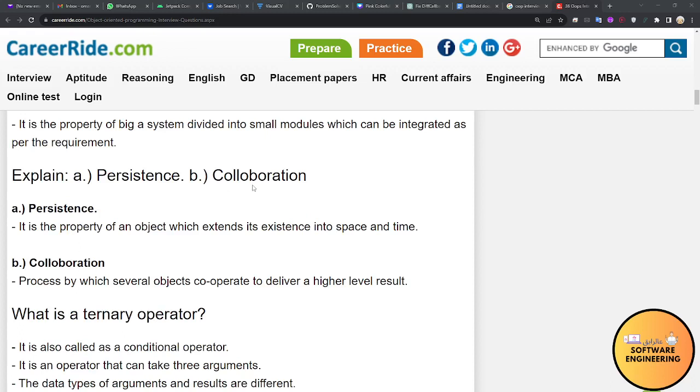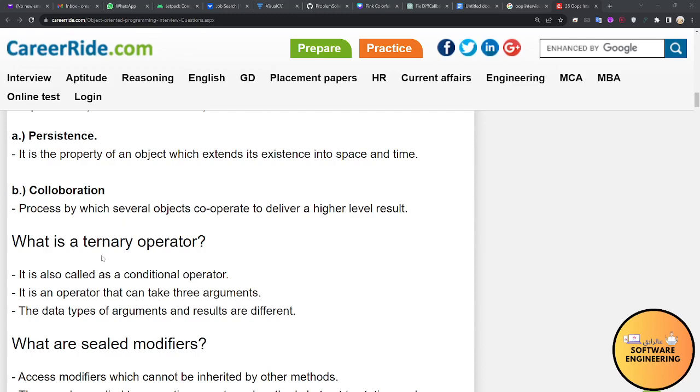Explain the persistence with the collaboration. Persistence, it is the property of an object which extends its existence into space and time. Collaboration is a process by which several objects cooperate to deliver a higher level result. يبقى هي العملية بتتعاون مجموعة من الأوبجكتس عشان توصل higher level result، نتائج ليها مستوى عالي. Persistence هي property للأوبجكت which extends its existence، وجوده في المكان والزمان.